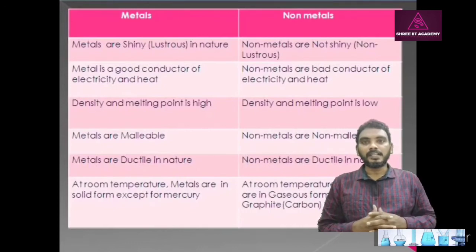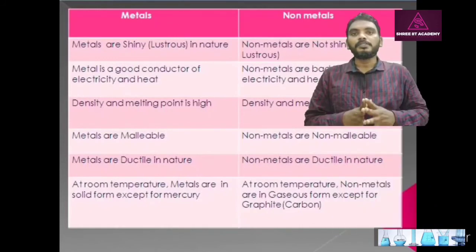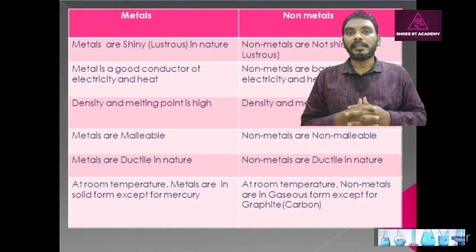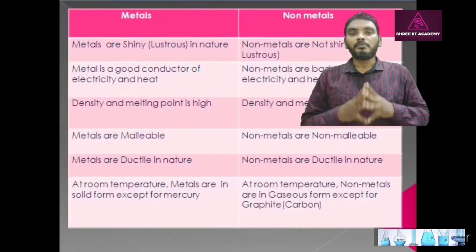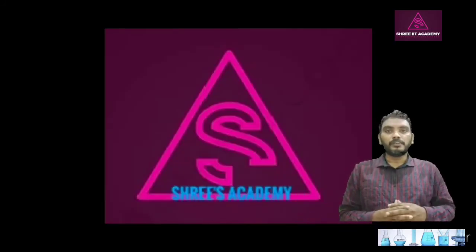Density and melting points are very high for the metals, whereas density and melting points are very low for the non-metals. Metals are malleable in nature, non-metals are non-malleable. At room temperature, metals are in solid form except mercury. At room temperature, non-metals are in the gaseous state except graphite, that is carbon, and iodine, whereas bromine is liquid in nature.